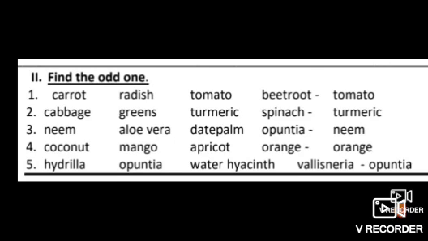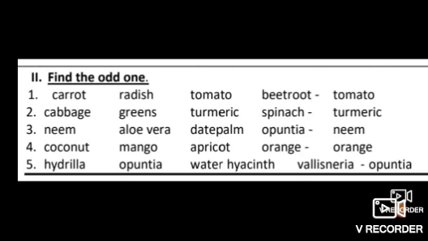Then second one, cabbage, greens, turmeric, spinach. Turmeric. Cabbage, greens, spinach are all leafy plants. Turmeric is an underground plant. So turmeric is the odd one.